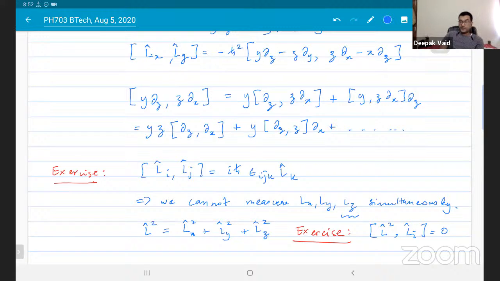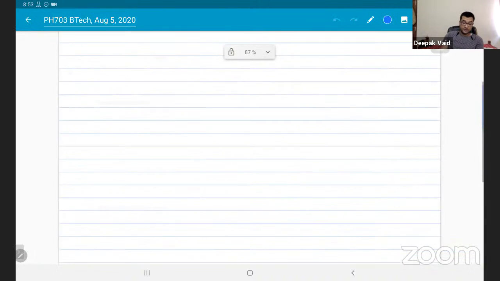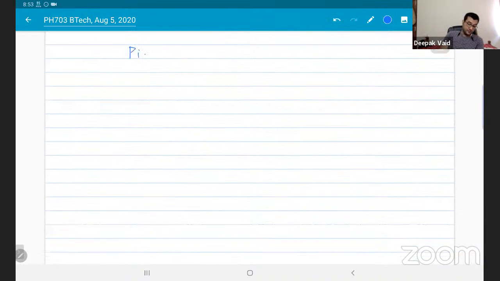Okay, so that means if I make a choice of L square and any one of the three components, I can take L square and Lx, or L square and Ly, or L square and Lz. Those two will commute with each other, right? So I can pick L square and Lz, then these two commute with each other. Or I can pick L square and Lx, doesn't matter.